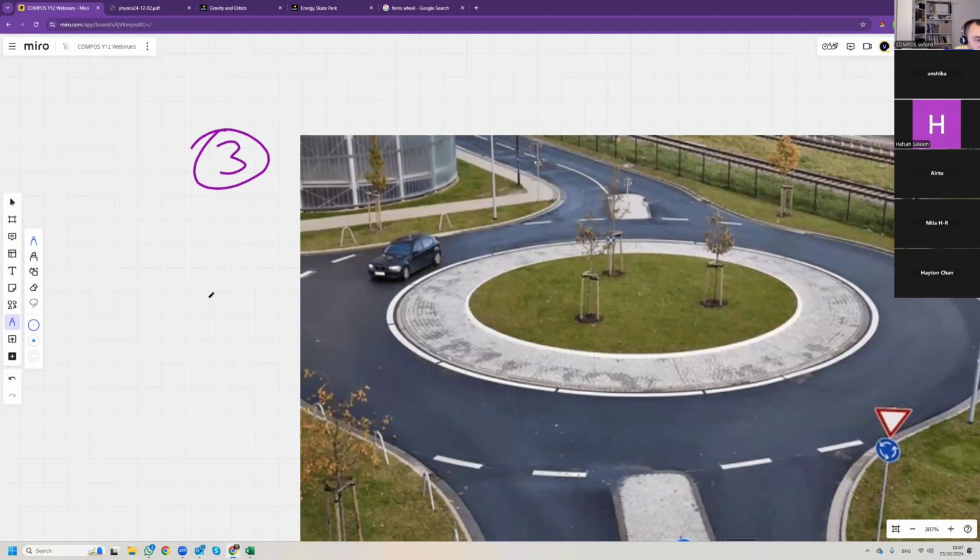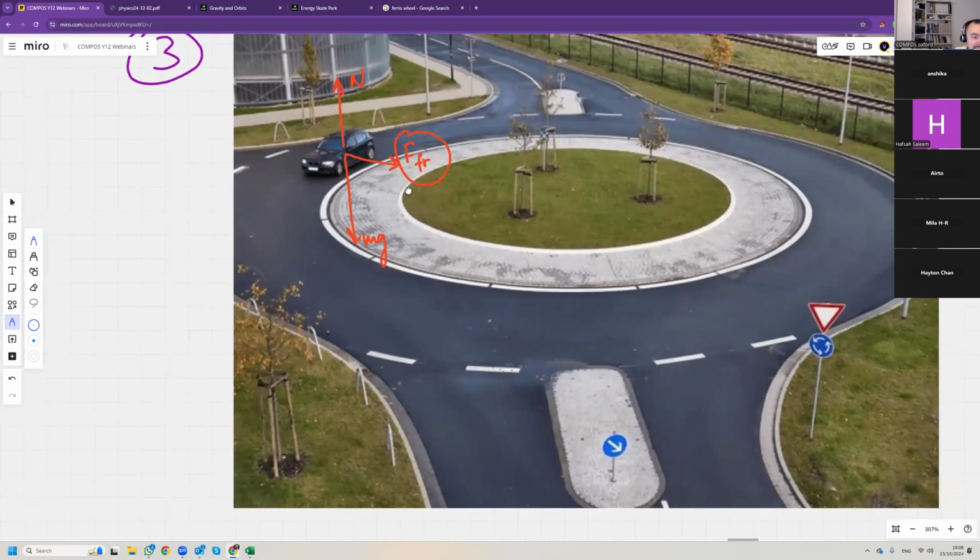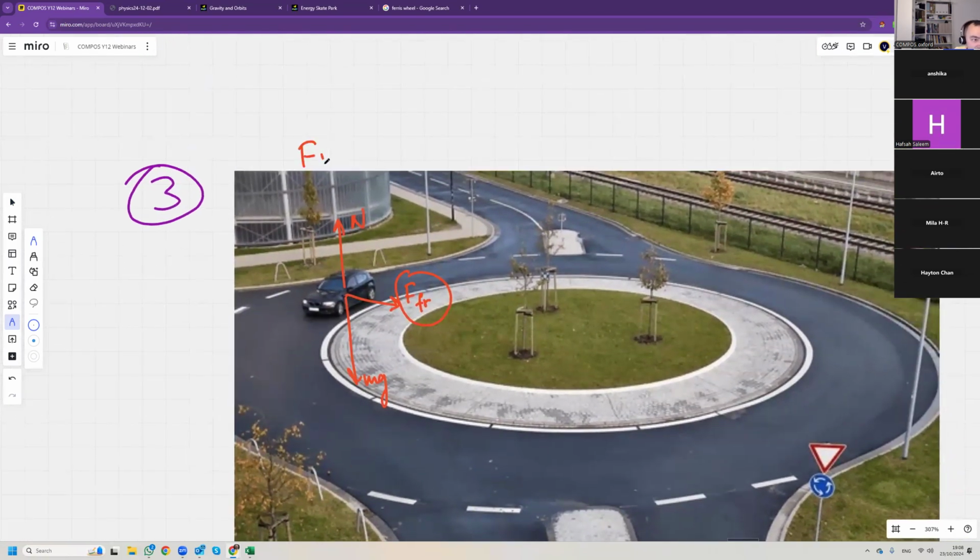Because here you have three forces. You have the normal reaction force from the ground. You have the mg force, the weight of the car. But you also have a friction force, the force of friction. Because the other forces are balanced, the friction force is the centripetal force. Friction is centripetal force.